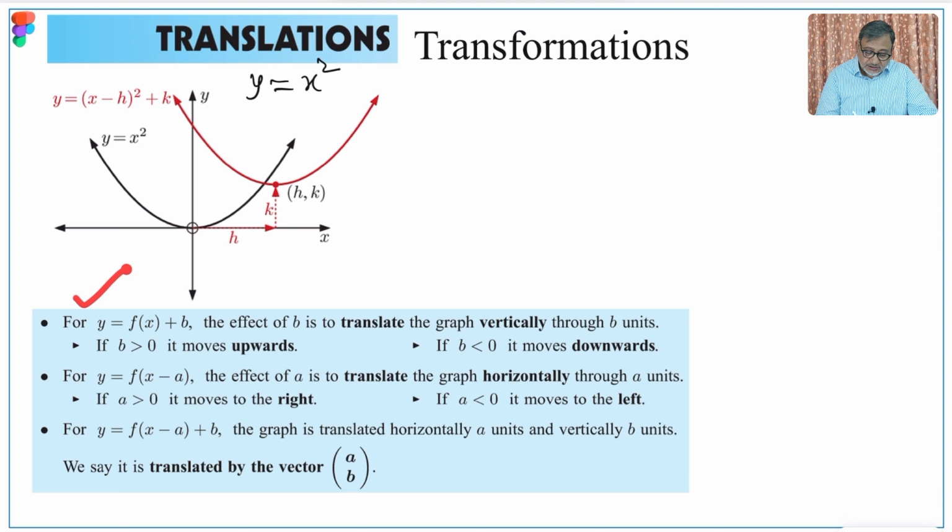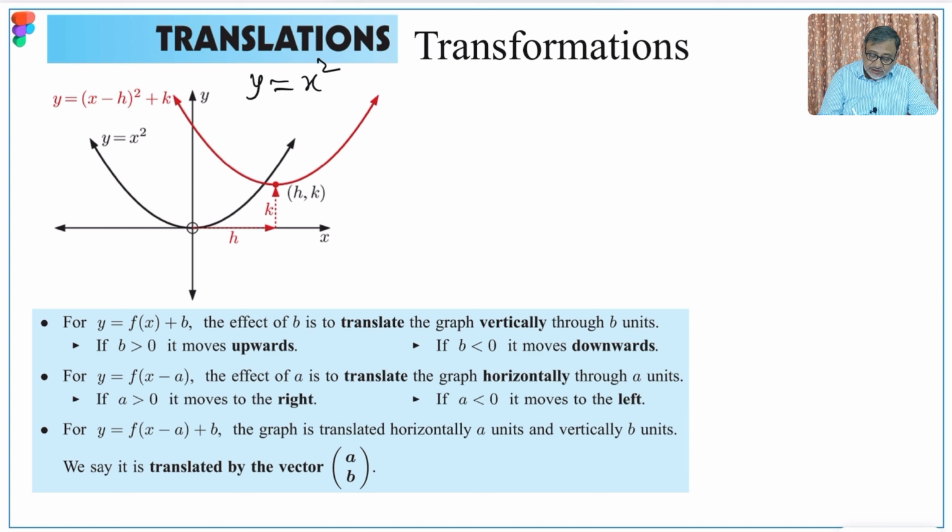The same thing is described here for any function y is equal to f of x plus b. The effect of b is to translate the graph vertically through b units. Now when b is positive, it will go upwards. When b is negative, the graph will go downwards.